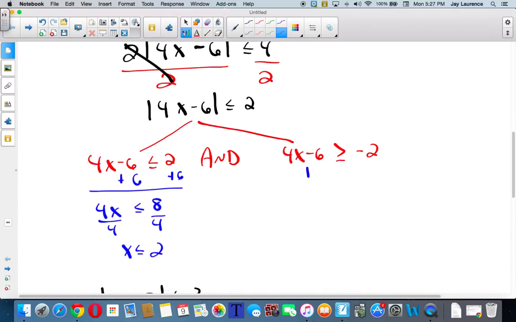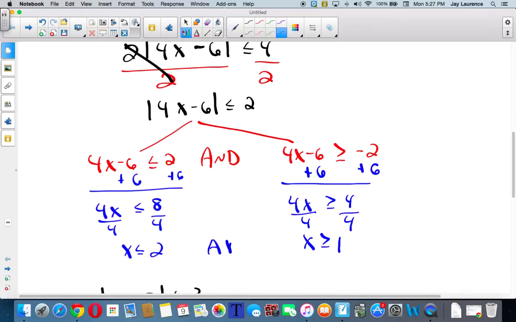All right, here I'm going to add 6, and I'm going to add 6. And I'm going to get 4x is greater than or equal to 4. And I'm going to divide by 4, and I'm going to get x is greater than or equal to 1.